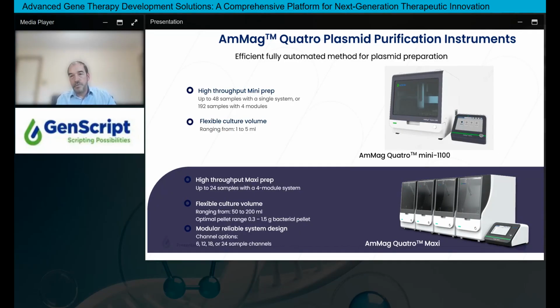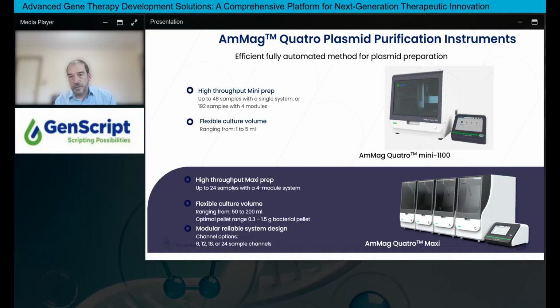In addition to the services, we also offer instrumentation. We have fully automated instruments for mini prep and maxi prep plasmid preparation. The mini prep instrument can purify 48 plasmid samples at the same time with a single module. Up to 4 modules can be attached to the controller system, giving you a throughput of 192 samples. And it has a very flexible starting volume from 1 milliliter to 5 milliliters.